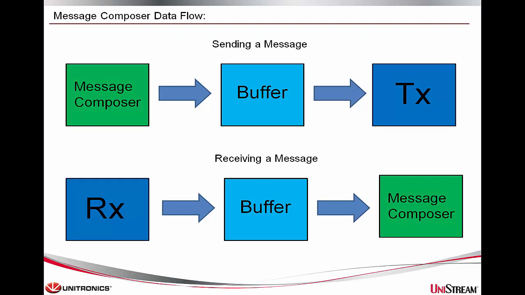Before working with the function blocks, it is important to know that when working with the message composer, there is a process to both send and receive messages. All information is sent and received through an intermediate buffer tag. When sending a message, it is first converted into a buffer, and then it can be sent using the transmit or TX function block. When receiving a message using the RX function block, it is first converted into a buffer, and then that message can be parsed through the message composer.